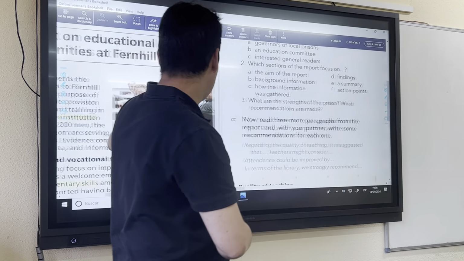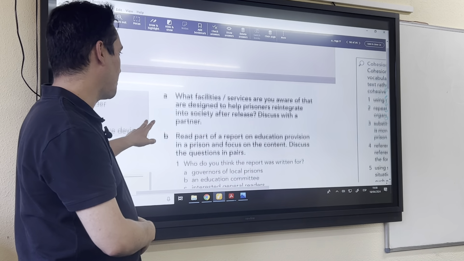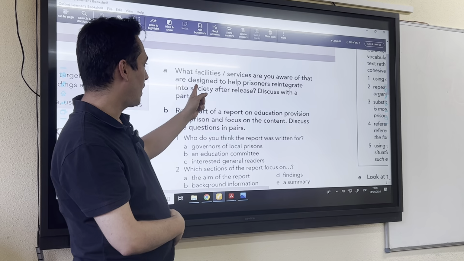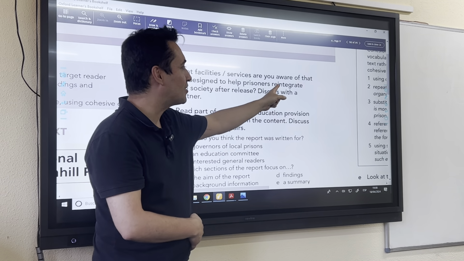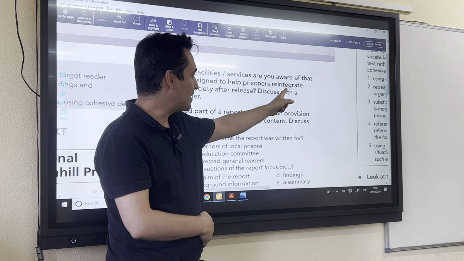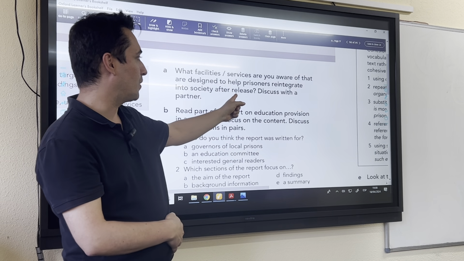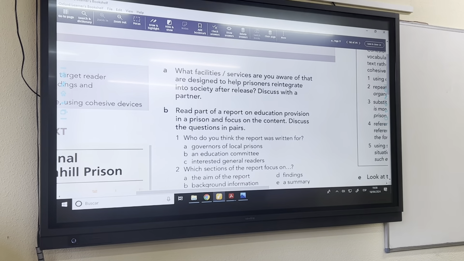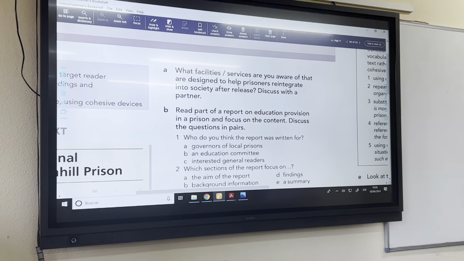Very good. So before we read the text, question for you. What facilities, services are you aware of that are designed to help prisoners reintegrate, this is the word, yeah? Reintegrate into society after release. A good thing that can help the inmates reintegrate is to have access, I mean, before they are released. When they're in prison, good things for them, so that later they can reintegrate.